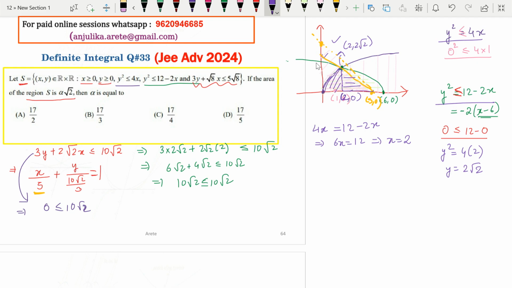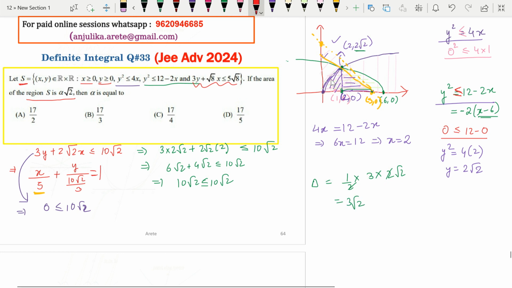So what's the area of this triangle? It will be half times the base. Distance between 2 and 5, that's 3. And how much is the height? Height is the y coordinate, that's 2 root 2. So the triangle area, A1, comes out to be 3 root 2.